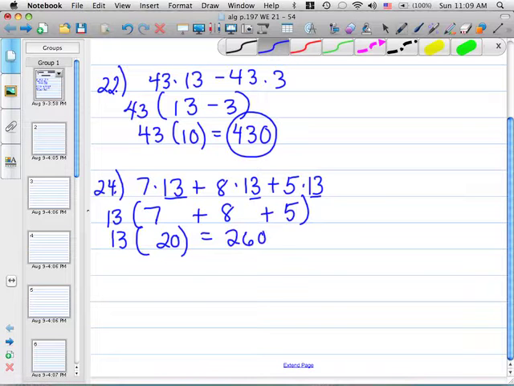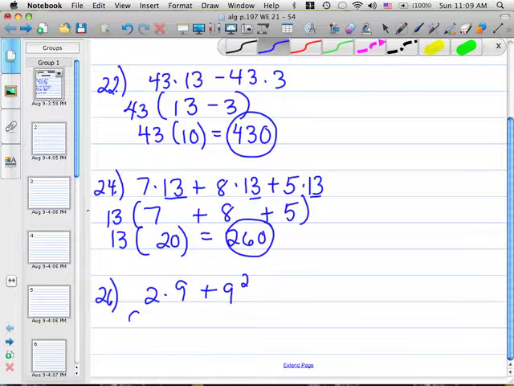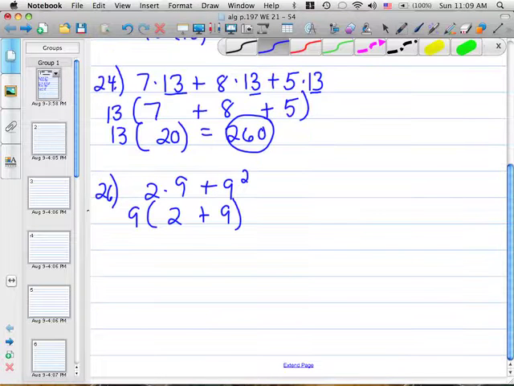So problem number 22. We have 43 times 13 minus 43 times 3. Common factor is 43, take it out. And in parentheses we have 13 minus 3. So that's 43 times 10, which equals 430.